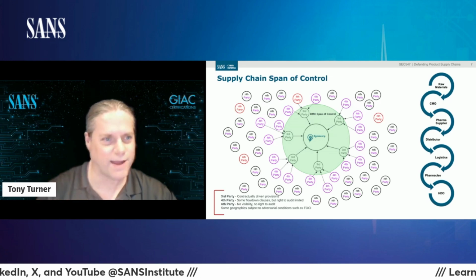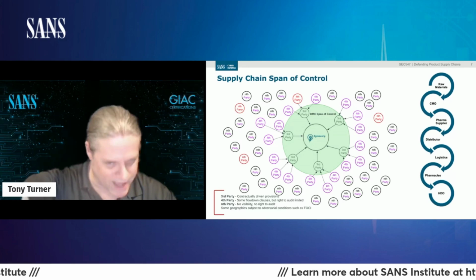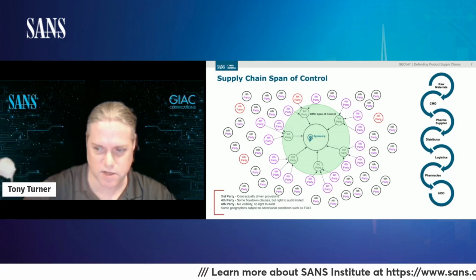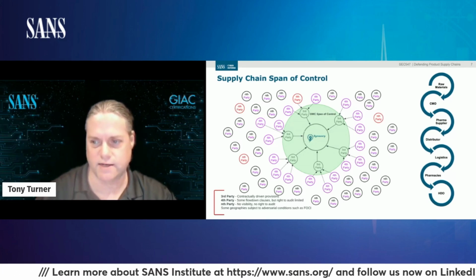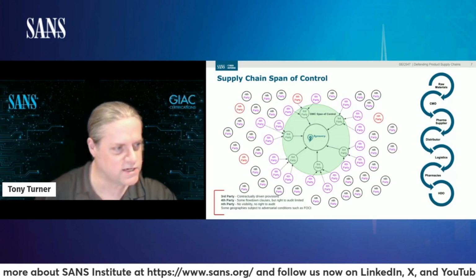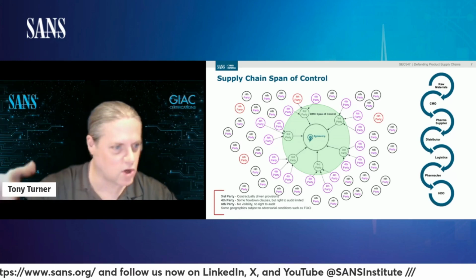Now, when we think about pharmaceutical manufacturing, we think about that chain of relationships. If you're the health delivery organization all the way down here at the bottom on the right hand side, you've got 6 or 7 tiers at a minimum that you may have to go upstream.